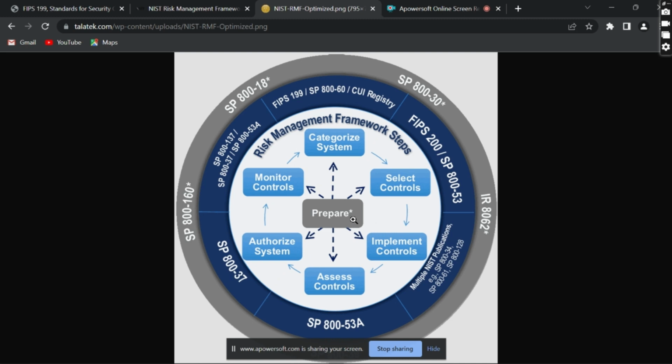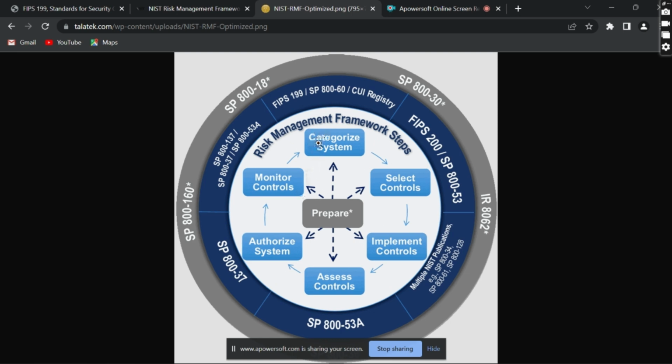Step one, start with preparation. Step two is categorize the system. Step three is selection of the controls. Step four is implementation of controls. Step five is assessment of the controls. Step six is authorization of the system. And step seven is monitoring the controls.